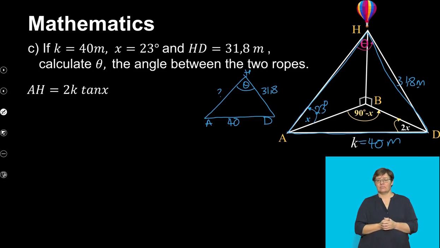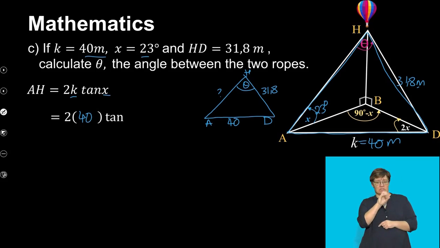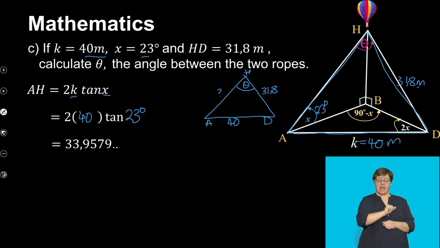So let's do that. AH is equal to 2k tan x is what we found in B. So now I'm going to substitute this 40 in for k, and for x I'm going to substitute 23. So we're going to end up with 2 times 40 times tan of 23 degrees. So now we're going to find our value for AH. So now we have that this side here is equal to 33,95 meters.